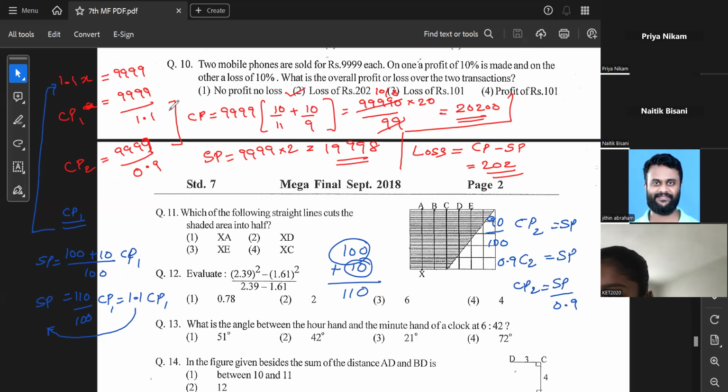Tell me. You have assumed CP as 100 here. So you wrote 100 plus 10 divided by 100. In this case, why are you writing CP again? Because I have not assumed CP as 100, because CP is already there. I am saying that CP is some amount. That amount itself is represented as 100% of that amount.